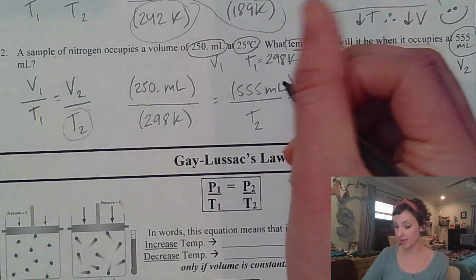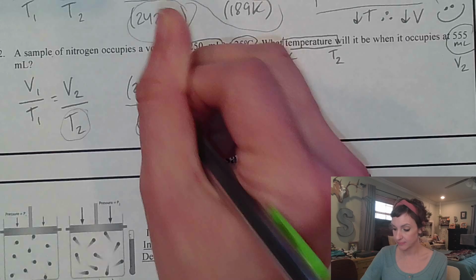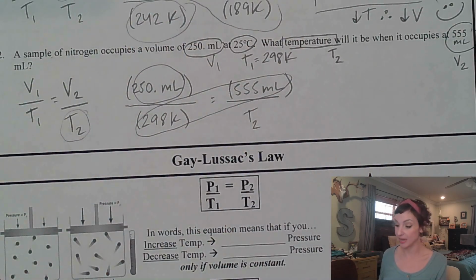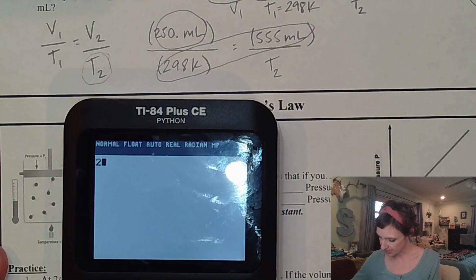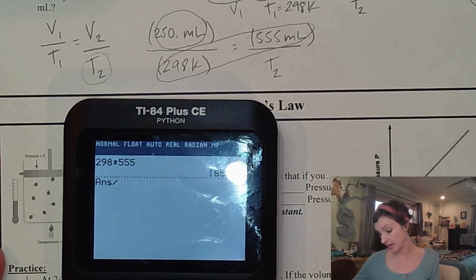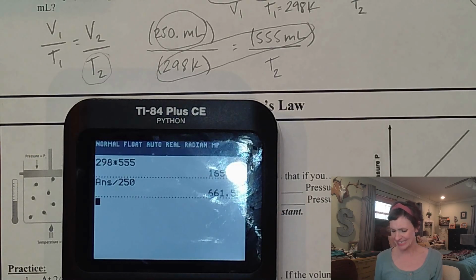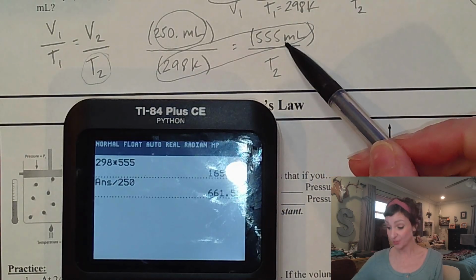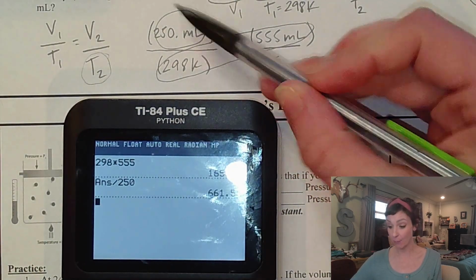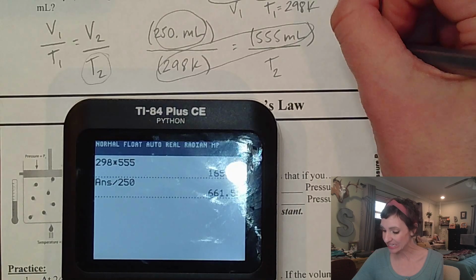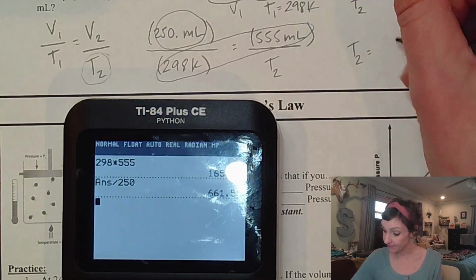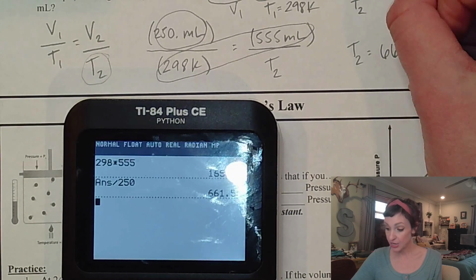Okay, so solving mathematically, I got my baseball bat, and I got my baseball. I multiply the bat together, divide by the baseball. And I go 298 times 555 divided by 250. And I get 661.56. How many sig figs? Everyone has 3 sig figs, including that one, because that decimal lets me know that that 0 is significant. So my answer rounded to 3 sig figs is 662.